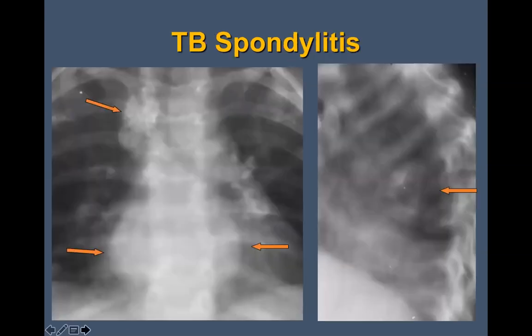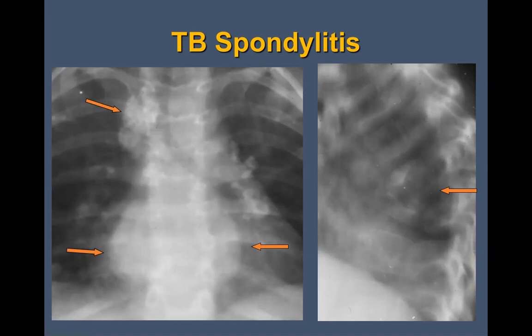And this is just a child with fairly advanced tuberculous spondylitis. Fortunately, we catch it usually a little bit before this in this country. You can see there's multiple calcified lymph nodes in this patient. You can see the paraspinal collections show up as a mass on your x-ray. And on the lateral view, you can see that there's very extensive destruction of these vertebral bodies, which can occur.